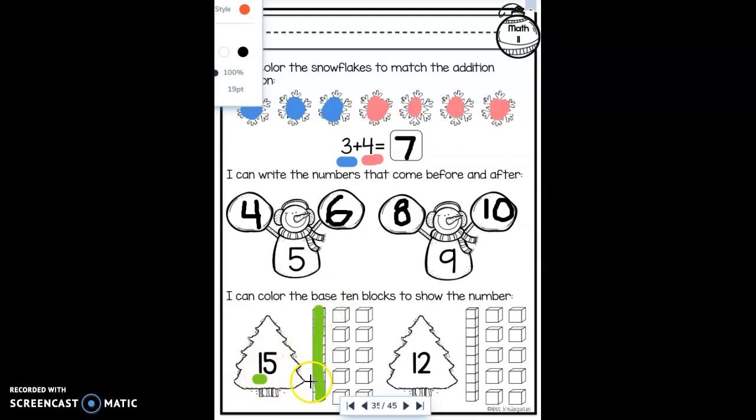And I colored in one tower of 10. Now my extras are 5. These are my ones. So now I need to color in 5. 1, 2, 3, 4, 5. So now I have 15 blocks colored all together. 10 and 5 extra. Okay?